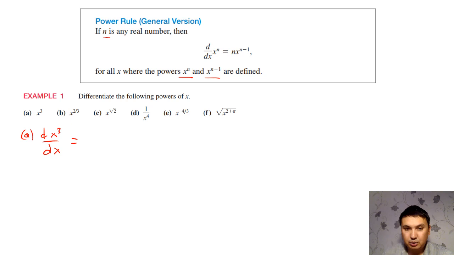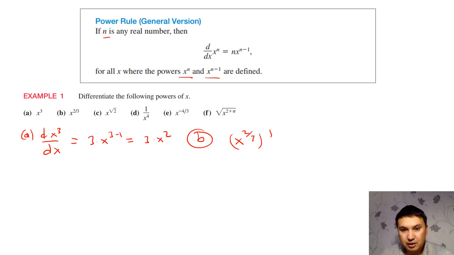Well, here n is equal to 3, so this is simply 3 times x to the 3 minus 1, so this is 3 times x squared, right? So B, we can also write in the form like x to the 2 over 3 prime. If you don't want to use d over dx, it's also fine. So again, here n is equal to 2 over 3, so this is going to be 2 over 3 times x to the 2 over 3 minus 1, right? So this is 2 over 3 x to the minus 1 third.